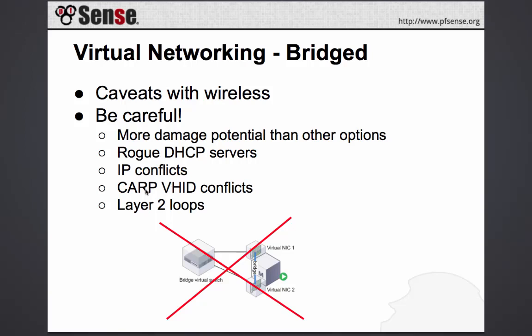And the last issue is layer 2 loops, which we hear of people creating on occasion. If you have a virtual machine pfSense and you have two NICs on there, you stick them both on your bridge virtual switch, and then for some reason you decide to bridge those two NICs together, you just create a layer 2 loop that will probably melt down your entire network if it doesn't just take down the hypervisor first.